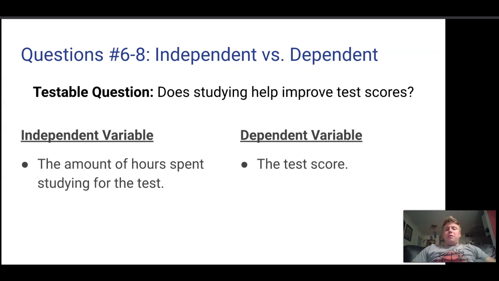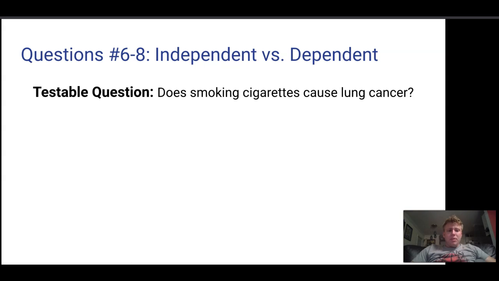They are trying to figure out, is the number of hours that you spend studying going to impact your test score? So the test score depends on the independent variable, which is how many hours you spend studying. The second testable question that we are going to take a look at is, does smoking cigarettes cause lung cancer? I want you to take a second and think about what the independent variable might be in this experiment.